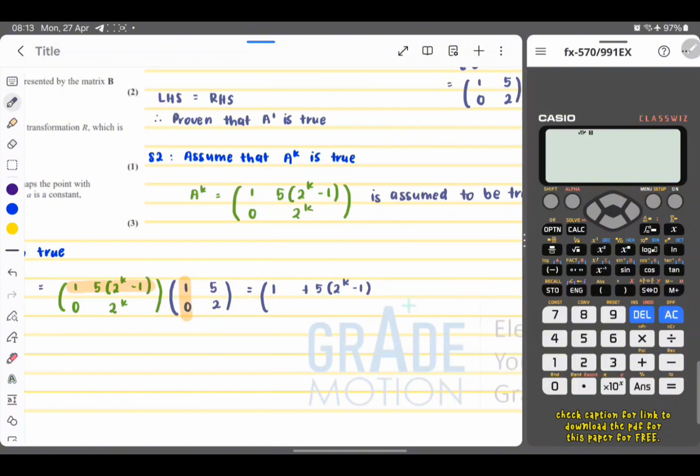First column. Okay, the first element is 1, so we're going to put it here. And the second element is 0, and we're going to put it here. That's it.